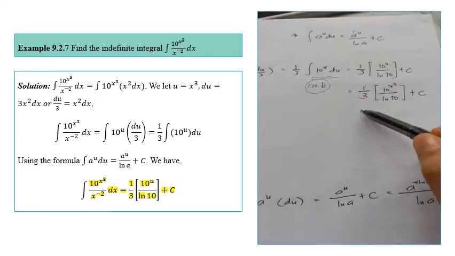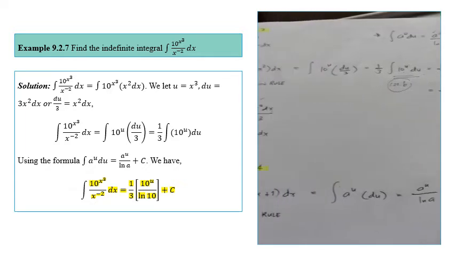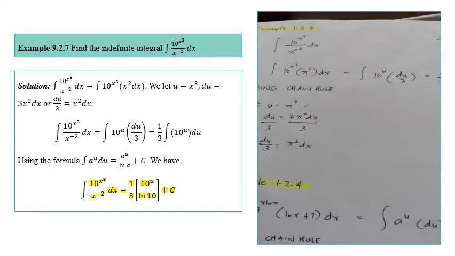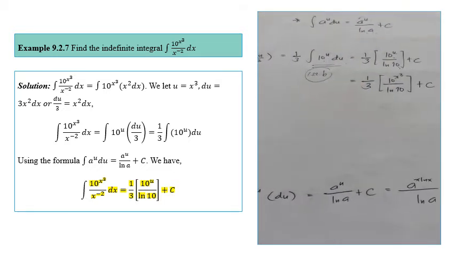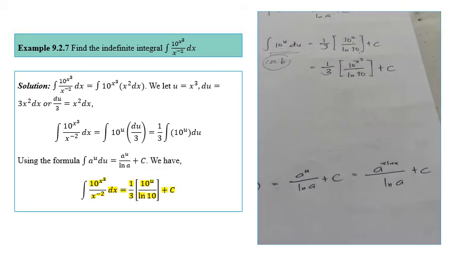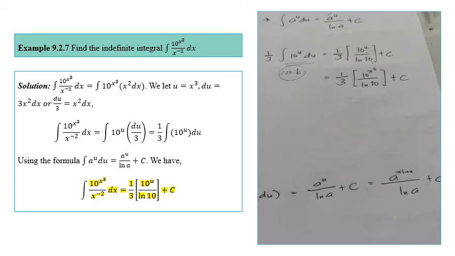So therefore, the integral of 10 to the x cubed times x squared dx is equal to 1/3 times 10 to the power of x cubed over the ln of 10 plus c.